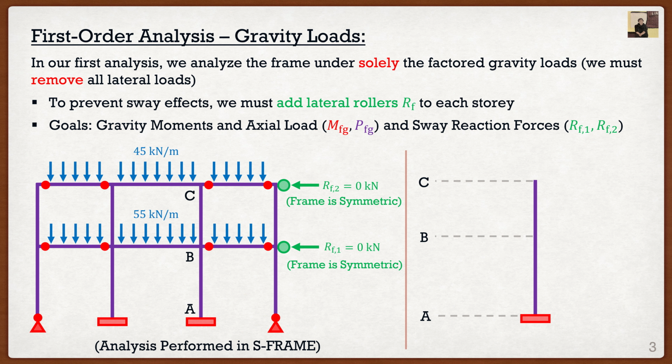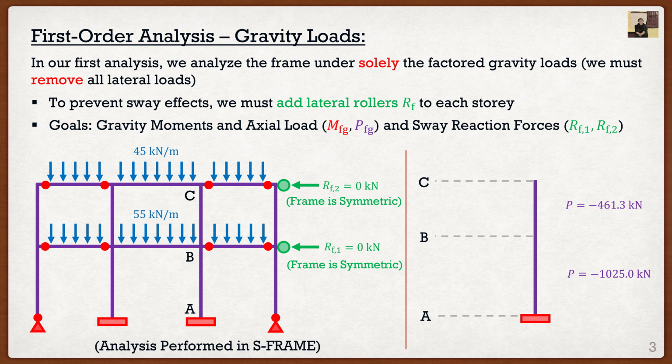If I were to look at column AB, or the first story column, from S-frame itself, it tells me that the axial load on this column is negative 1,025 kilonewtons. So this is basically 1,025 kilonewtons in compression. If I were to look at the axial load of column BC, or a second story column, S-frame tells us that it's negative 461.3 kilonewtons. So therefore, we are actually good to go. We don't need to consider anything else in terms of axial load.